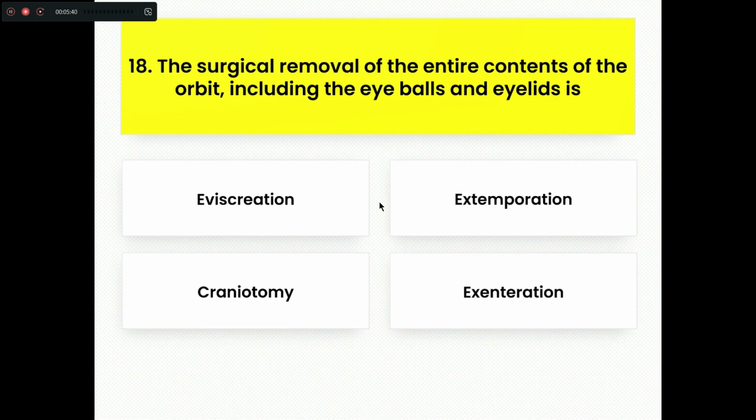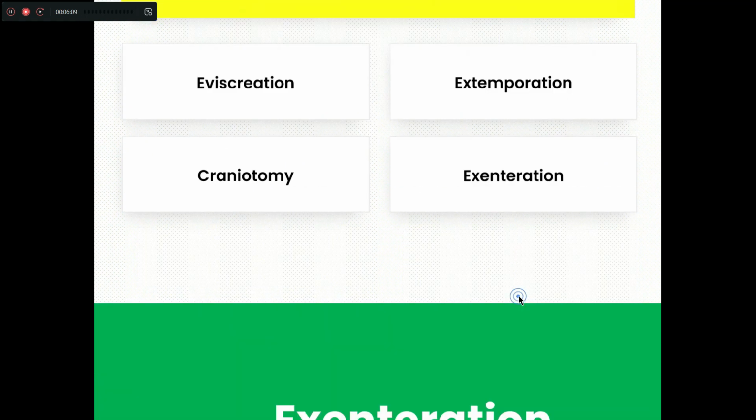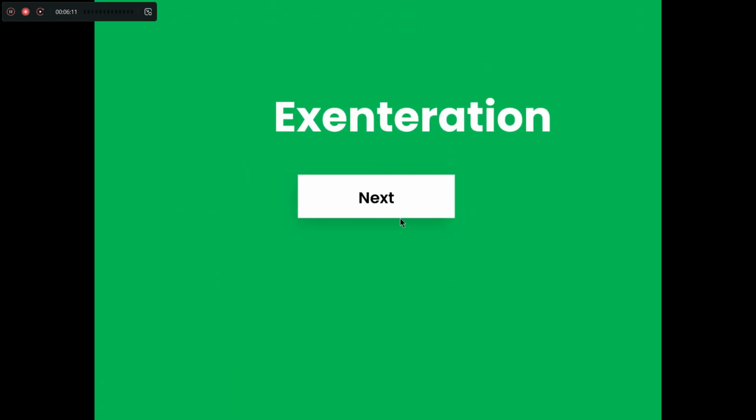Question number 18. The surgical removal of the entire contents of the orbit, including the eyeballs and eyelids, is known as A. Evisceration, B. Extemporation, option C. Craniotomy, option D. Exenteration. The surgical removal of the entire contents of the orbit is known as option D. Exenteration is the right answer.